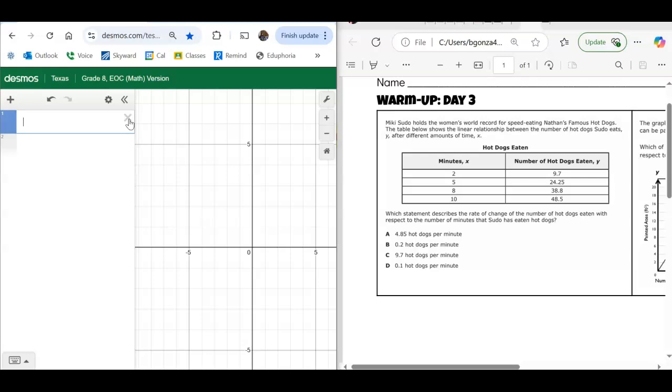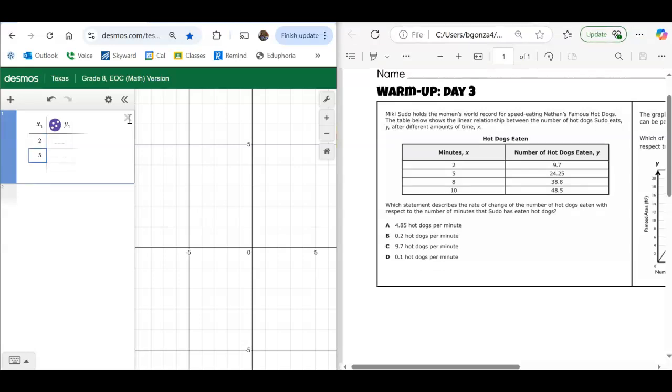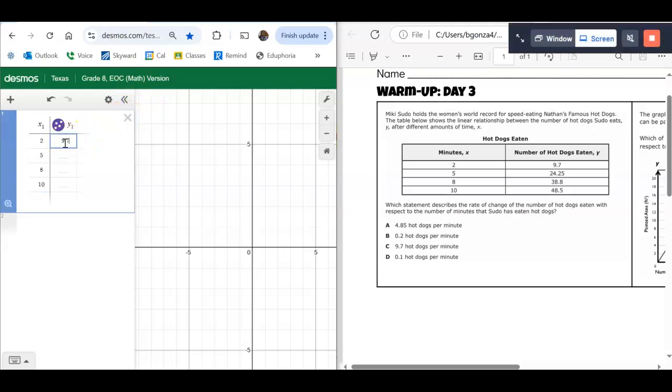So here's the question. How do I take a table and get slope? Okay? Here's how we do it. We always go to Desmos and we type in the table. Hit the plus sign. Make sure you've got a Chromebook open. Go to Desmos, hit the plus sign, hit the table. Anytime you got a table, I would highly suggest plugging it in. Okay? We got 2, 5, 8, 10, 9.7, 24.25, 38.8, 48.5.